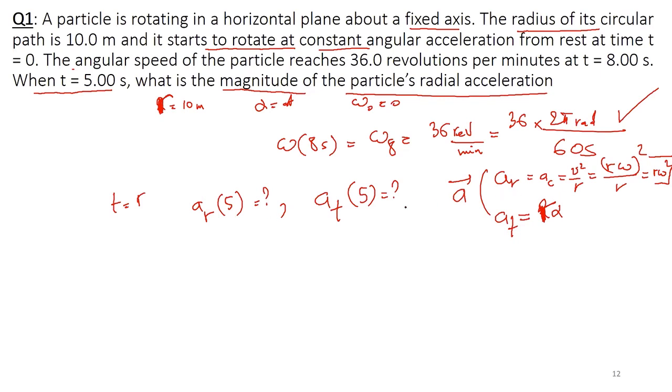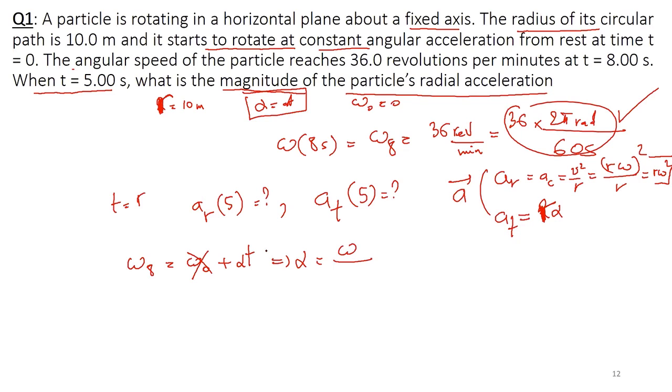So I need, first, let me get alpha. Alpha is constant because that's a key word here. I know that omega 8 is equal to omega 0 plus alpha t. That means alpha is omega 8, and I know omega 8 is here. I know omega 0 is 0, divided by t, which is 8 seconds. So I can get alpha easily. I just take this and I divide by 8 seconds.